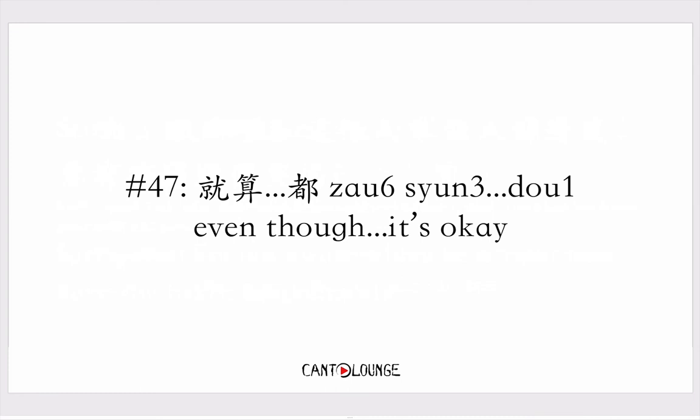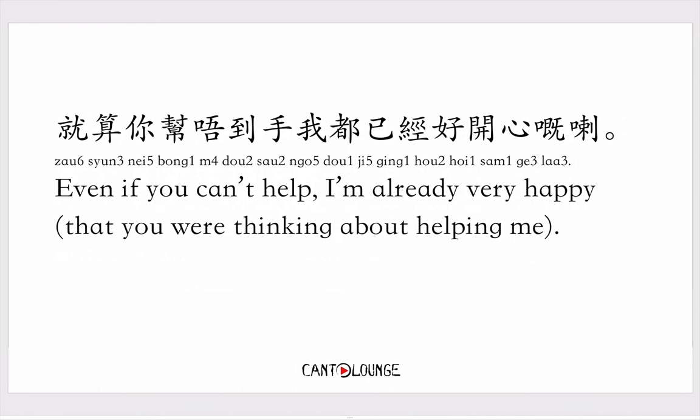Moving on. 就算 something something 都, even though something something, it's okay. For example, someone tried to help you but they didn't really manage to help, but you're grateful anyway. So you might say back to that person, 就算你幫唔到手，我都已經好開心㗎啦。So even if, 就算你幫唔到手, you can't help, or you're unable to offer me assistance, right? 幫手 is to help, 幫唔到手 is to not be able to help. 我都已經, I also already 好開心㗎啦, very happy.